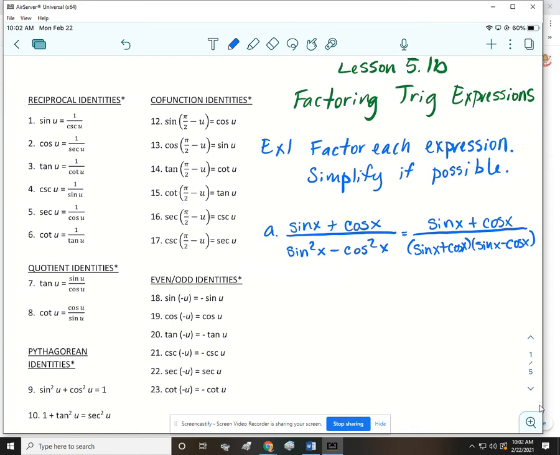Okay, and then hopefully you guys can see that there is a sine of x plus cosine of x in the numerator and in the denominator. And whenever that happens, remember they have to die. So you cancel them out when they look exactly the same. And then if everything cancels out of the numerator, there's a 1 up there. And then what's left in the denominator is sine of x minus cosine of x. And that's all you can do. You're done at this point.